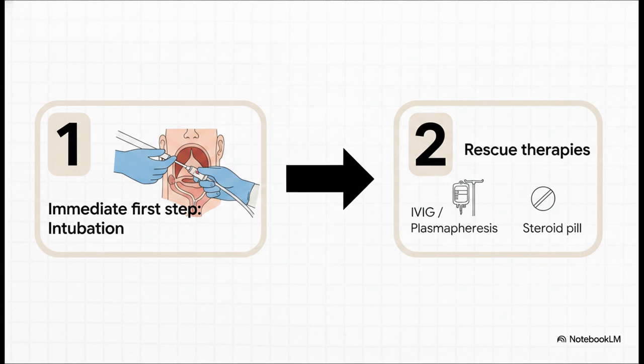Your absolute first priority is securing the airway with intubation for that deteriorating respiratory status. Do not jump to medications first. Only after the airway is totally secure do you move to rescue therapies like plasmapheresis or IVIG plus corticosteroids.